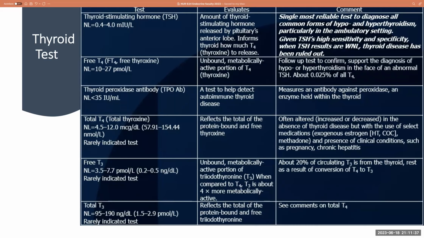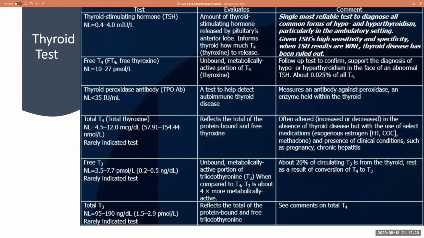TSH is highly sensitive, and so is often your test of choice, but T4 can be used to confirm. A total T4 is not as good as a free T4. It reflects the total amount of protein bound and free thyroxine together, and these are often altered. They're either increased or decreased in the absence of thyroid disease, but can be affected by certain medications, such as estrogen, methadone, and others, and certain clinical conditions such as pregnancy and chronic hepatitis. So you can't completely trust that.